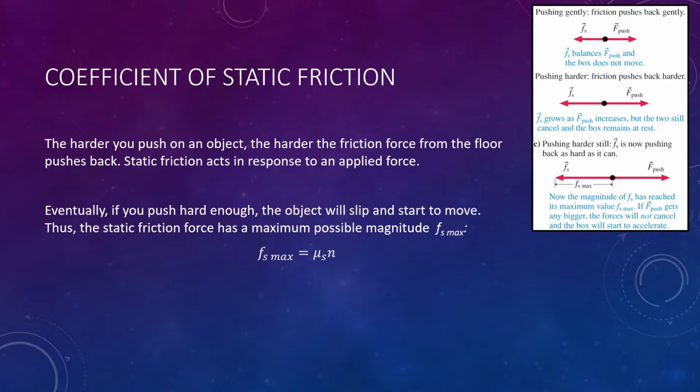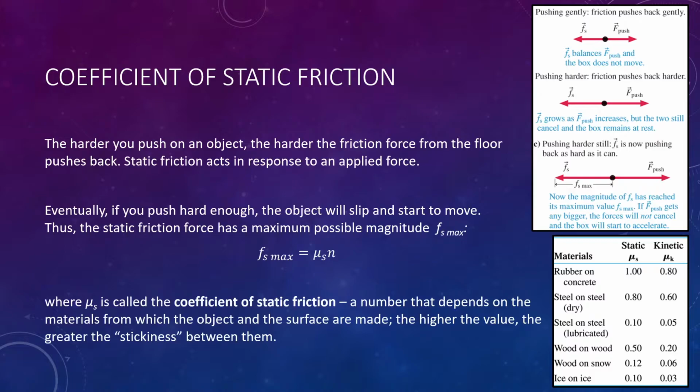And so this maximum possible magnitude of the static friction force is given by the equation Fs max is equal to mu s times N, the normal force. So this brings in a new term. Mu s is what we call the coefficient of static friction. Now keep in mind, a coefficient in mathematics means it's just a number, so there's no unit associated with this. It's a number that depends on the materials from which the objects are made, that being the surface and the object that you're pushing. The higher the value of mu, essentially the greater the stickiness of the surface. In other words, the harder it would be to move something.